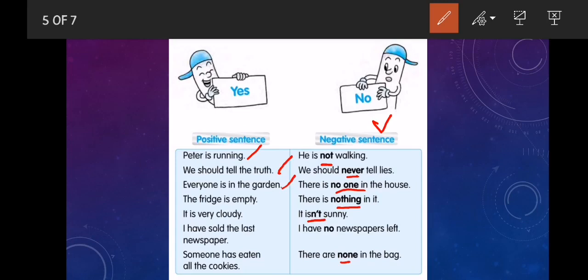Okay. He is not working. We should never tell lies. There is no one in the house. There is nothing in it. It isn't sunny. Okay. So try tengok examples dia supaya kamu boleh tahu macam mana dorang kena guna dalam ayat.